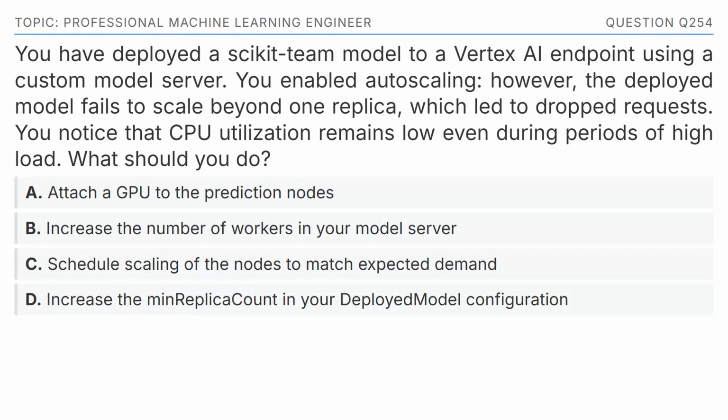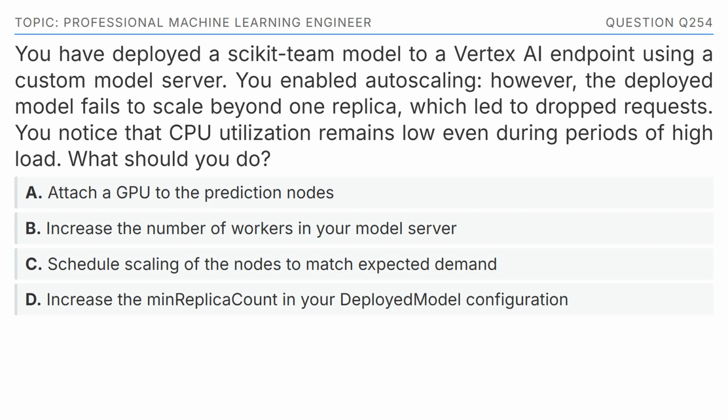You have deployed a Scikit-learn model to a Vertex AI endpoint using a custom model server. You enabled autoscaling, however, the deployed model fails to scale beyond one replica, which led to dropped requests. You notice that CPU utilization remains low even during periods of high load.